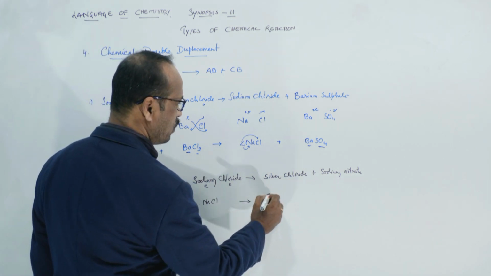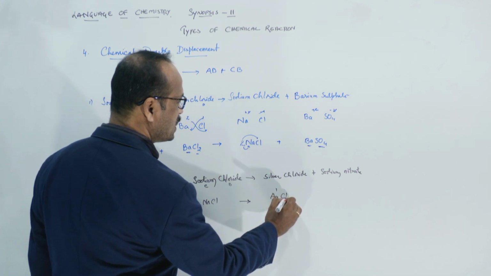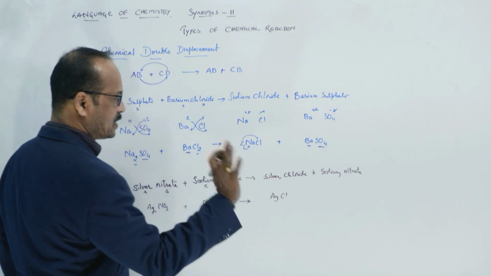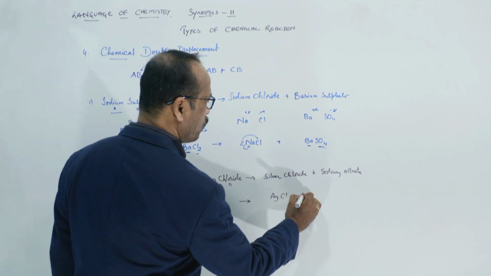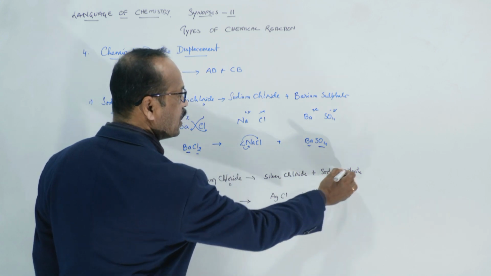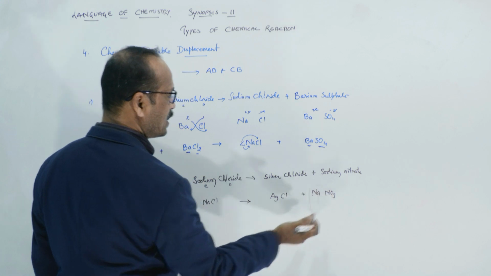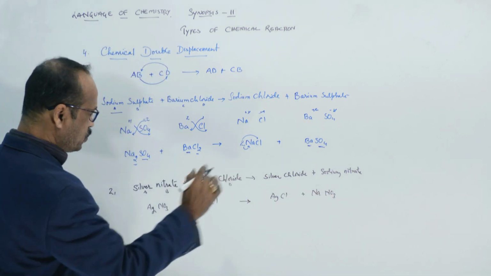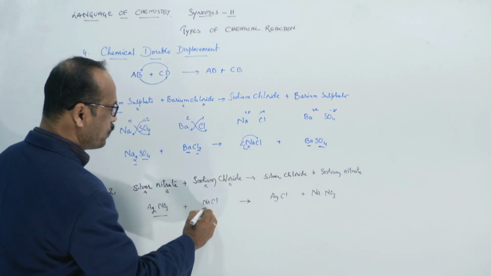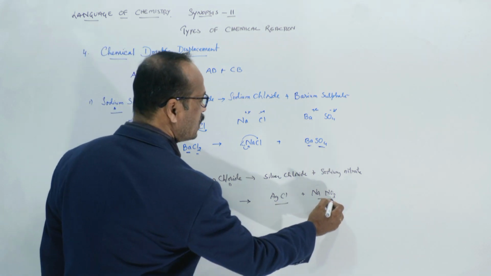Now it gives silver chloride. Silver symbol again Ag, valency 1. Chloride symbol is Cl, valency 1. So 1 cancel. So AgCl is the formula. Now plus sodium nitrate. Sodium symbol is Na, valency 1. Nitrate formula is NO3, valency is 1. So again 1 cancel. So silver nitrate is AgNO3, sodium chloride is NaCl. When reacting, it forms silver chloride and sodium nitrate.